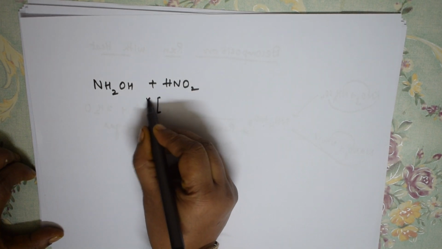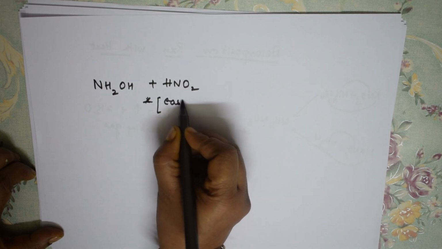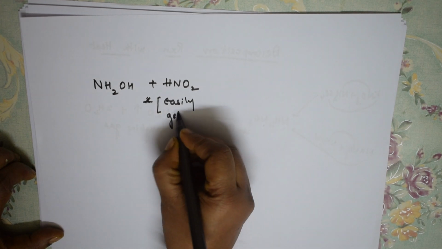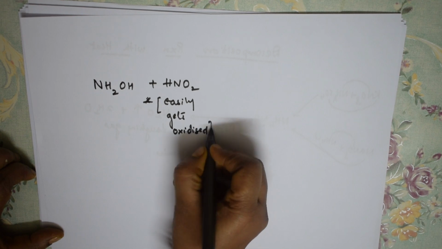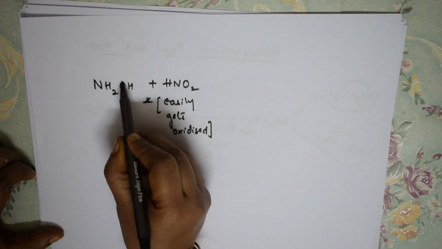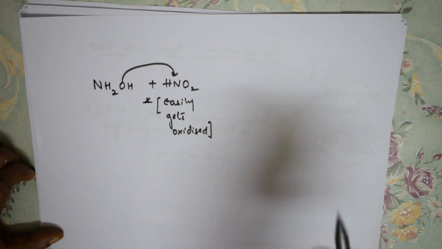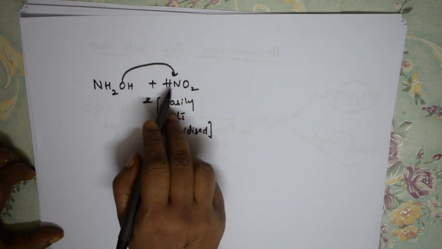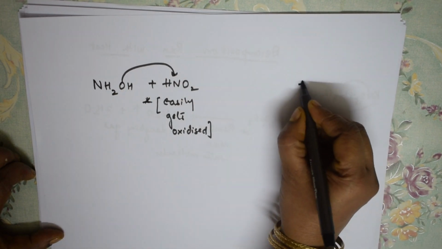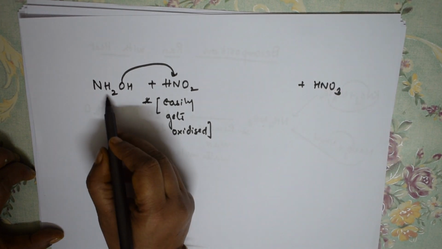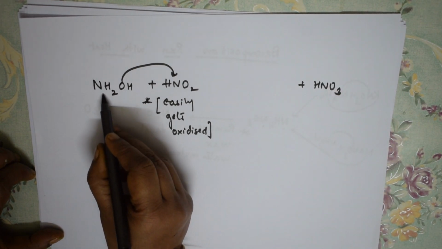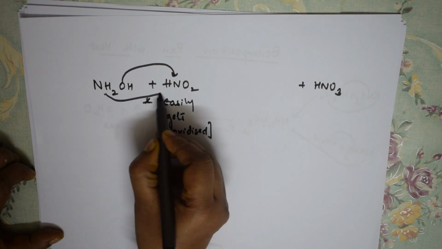The trick is it easily gets oxidized. Easily means when oxygen is present, immediately it adds on oxygen to that. So this oxygen gets added, easily gets oxidized as said. What will happen? HNO2 plus 1 oxygen becomes HNO3. Done. The leftover is what? The leftover is this NH2 and this hydrogen.